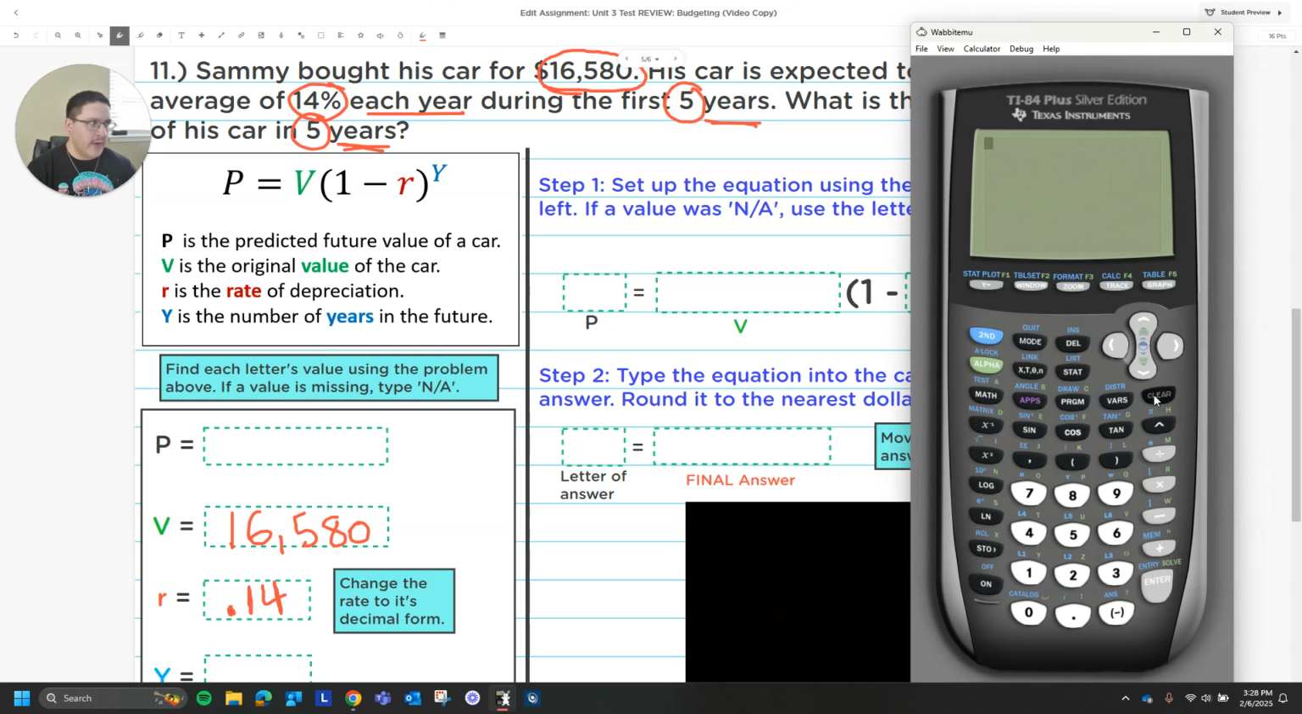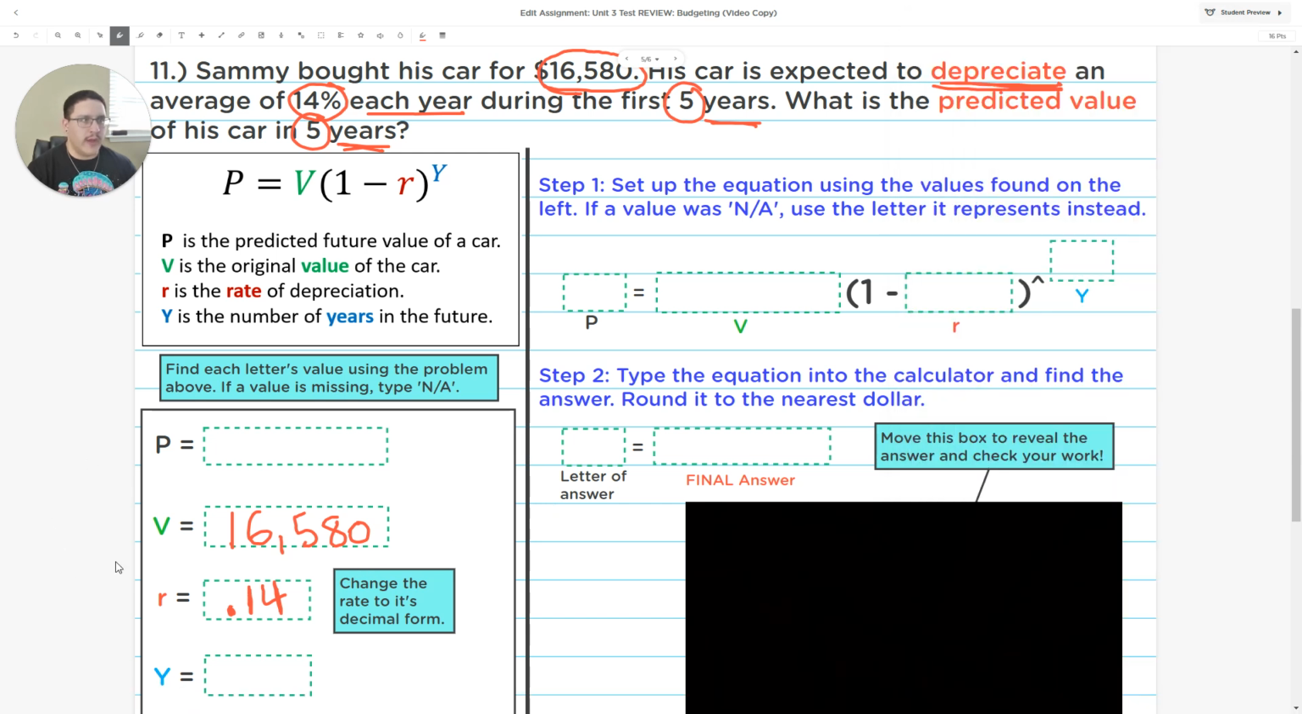Just to show you on the calculator, remember, changing percents to decimals, it's the percent divided by 100, or move the decimal point to the left twice, and you'll get 0.14 either way. Number of years we're carrying this out into the future is 5 years, therefore Y is equal to 5.